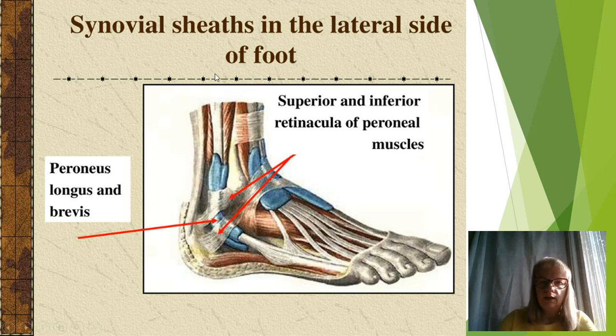On the lateral aspect, we have the same two retinacula for the peroneal muscles, the superior and inferior retinaculum. And we have only one sheath for both peroneal muscles. On the lateral aspect, I remind you, we have peroneus longus and brevis muscles, and for both muscles we have a sheath for the peroneal muscles.